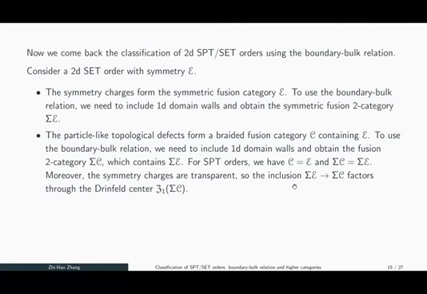And as in the 1D case, the symmetry charges are transparent, so the inclusion just factors through the junction center of sigma C. And mathematically, E is contained in the Müger center of C. So after you do the condensation completion, it factors through the junction center.